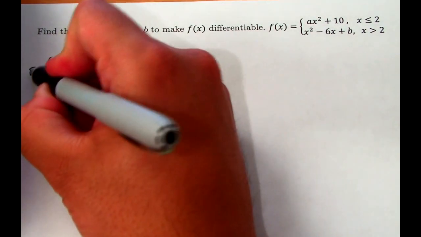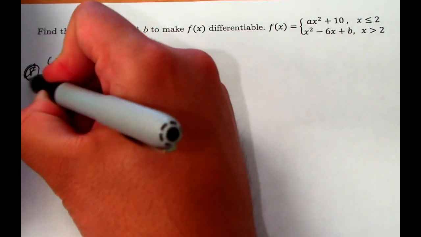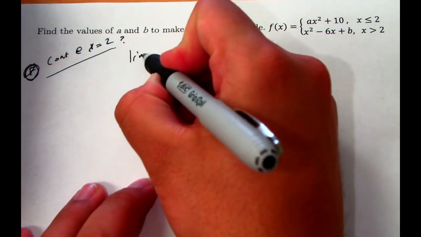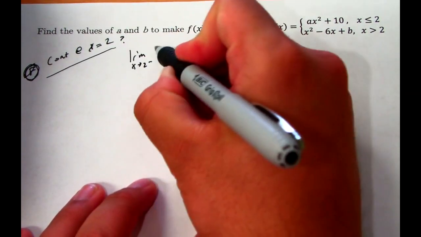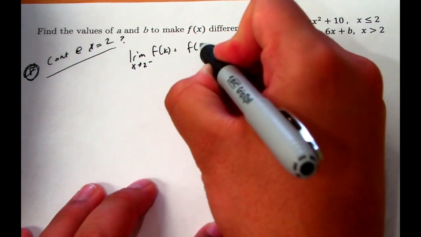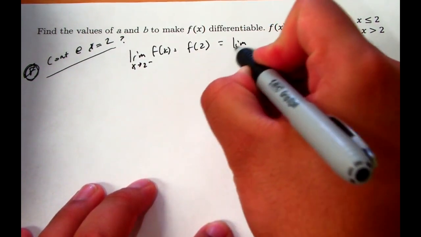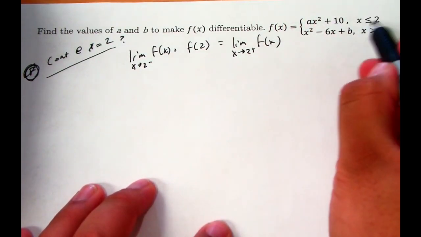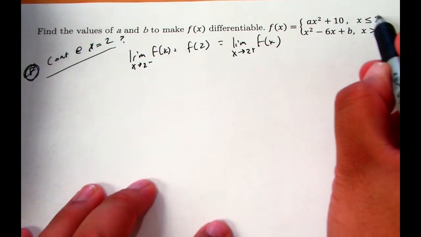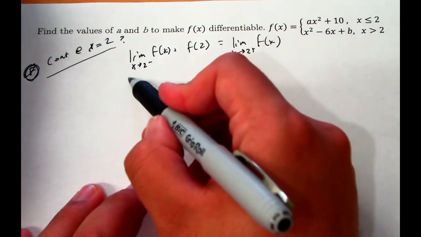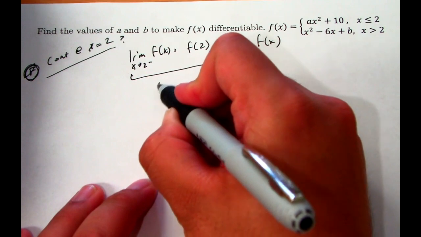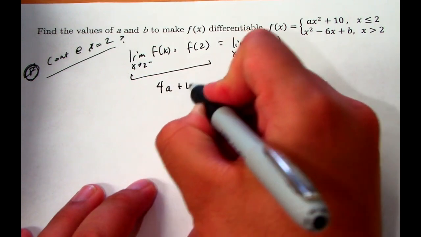And remember, we're first investigating f. Is f continuous at x equals 2? So the limit as x approaches 2 from the left equals the exact value at 2 equals the limit as x approaches 2 from the right. Once again, left and right are the same functions, so to save ourselves some work, these are the same anyway. So you plug 2 in, you get 4a plus 10.